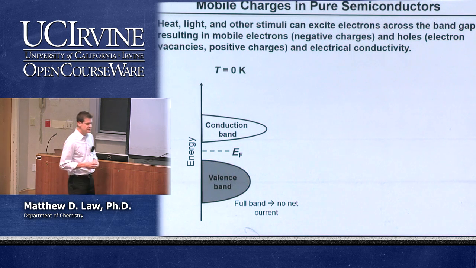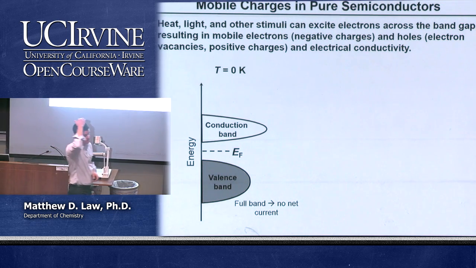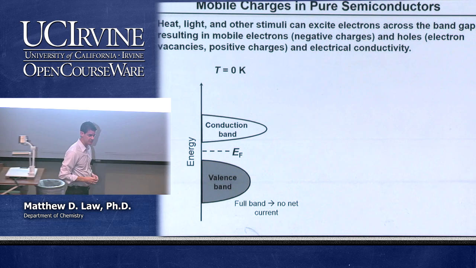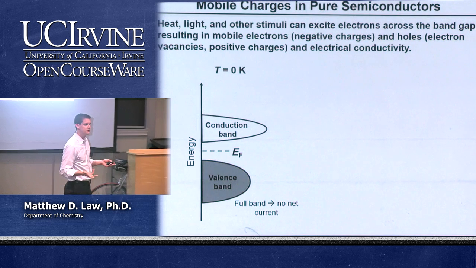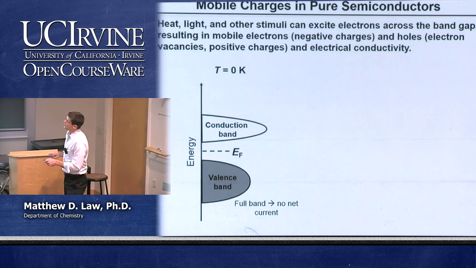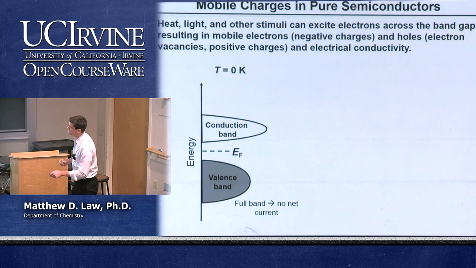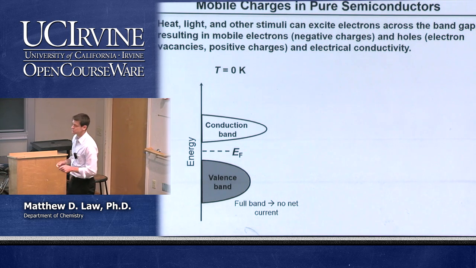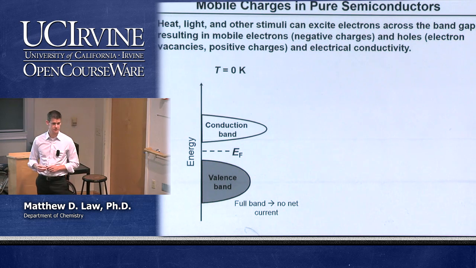Okay, let's consider a pure semiconductor. Just think about silicon. It's in the diamond lattice, remember the diamond crystal structure. So all the silicons are tetrahedrally coordinated. You can think of them as sp3 hybridized if you'd like to. Right? If we're sitting at 0 degrees Kelvin, okay, we have this kind of electron occupancy. The valence band is totally filled, and there are 0 electrons in the conduction band.